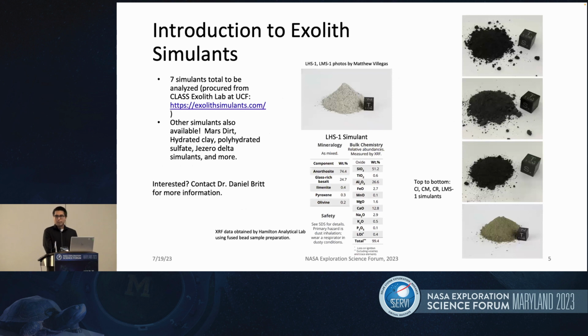In total, we plan to analyze the compositional distributions of 7 unique simulants. These simulants were procured from the CLASS Exolith Lab at the University of Central Florida. Several other forms of simulants are also available from their website, but pictured here are the Lunar LHS-1 simulant in the center, along with some of its properties, as well as pictures from top to bottom of the CI, CM, CR asteroid, and LMS-1 lunar simulants that we also have.